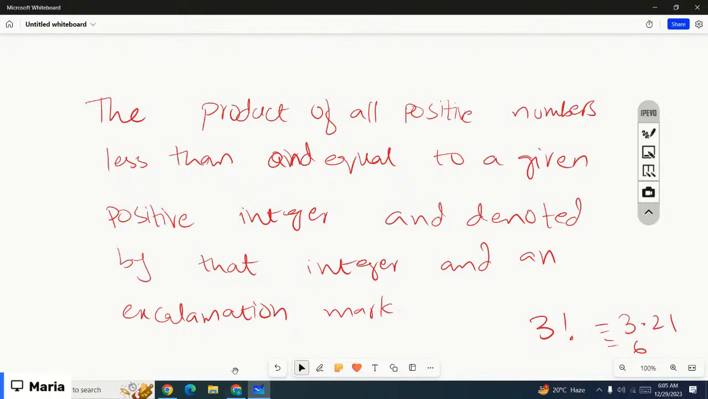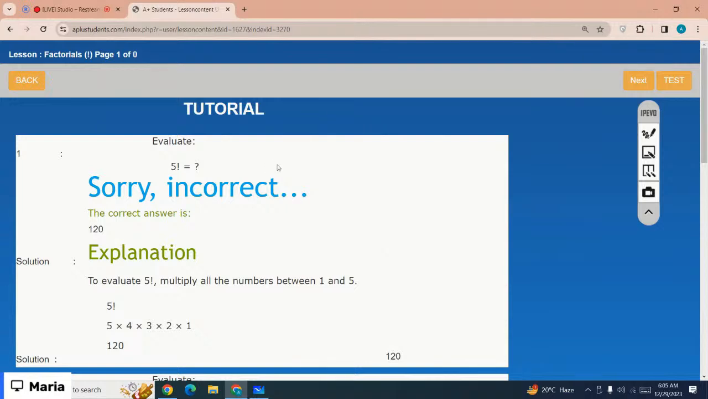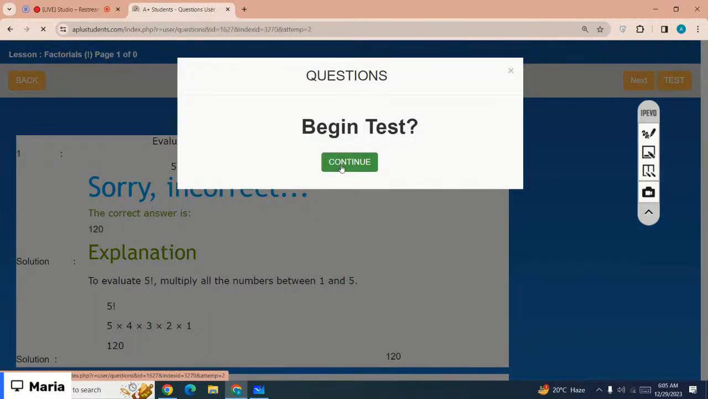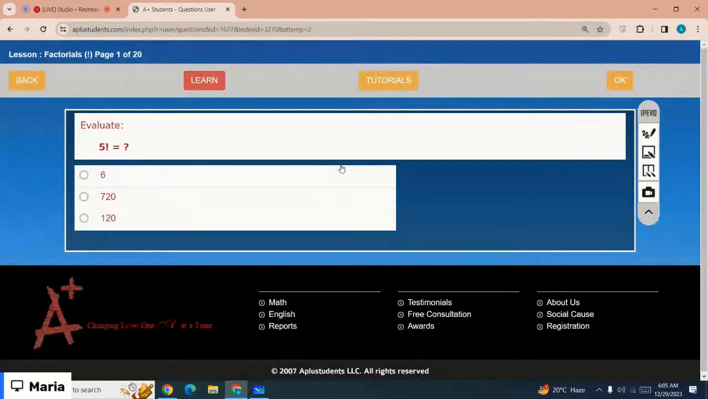Got it? Now let's start with the lesson. You are given 5 factorial. So 5 factorial means you have to do 5 times 4 times 3 times 2 times 1. All the numbers that are less than 5 and equal to 5, you have to find their product, right? 5 times 4 times 3 times 2 times 1, that is 120. Got it? Now let's start with the test questions. Factorial means you have to multiply all the smaller numbers until 1.